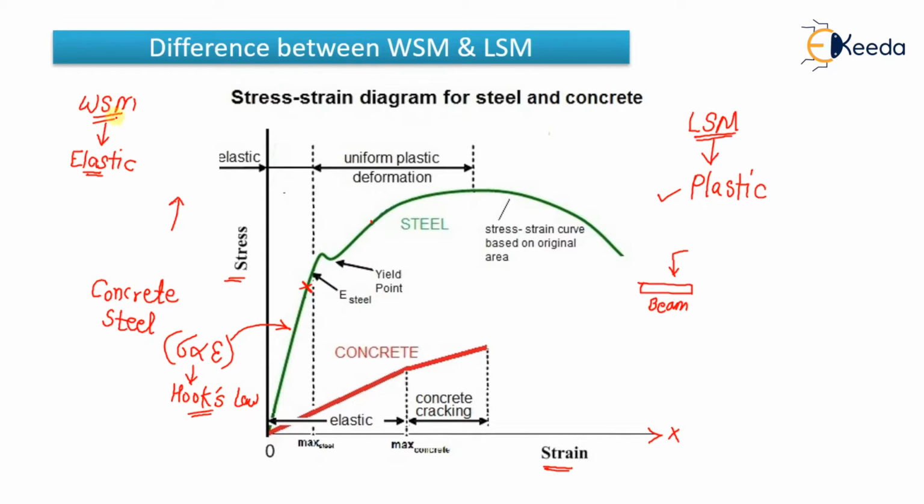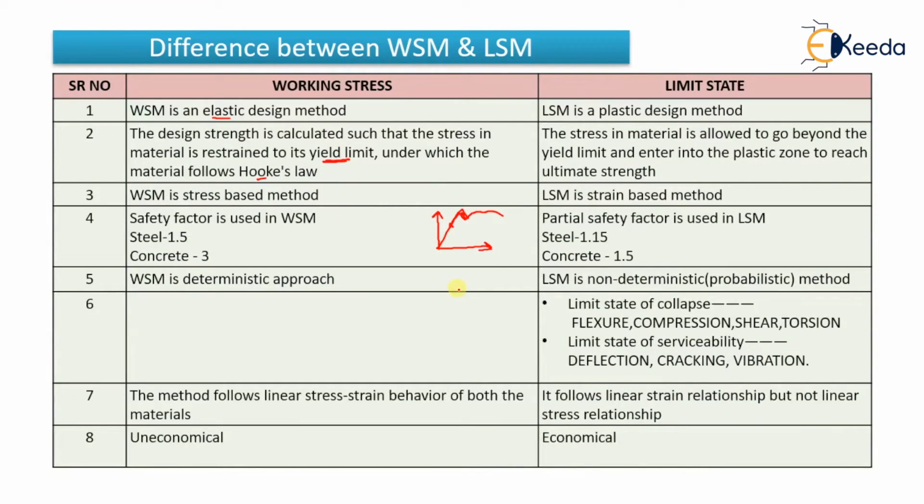See, working stress method is stress based and this method is strain based, that you have to remember. Okay, then the factor of safety used in working stress method is as follows. Now what does that mean, or what is factor of safety? I'll explain this to you.